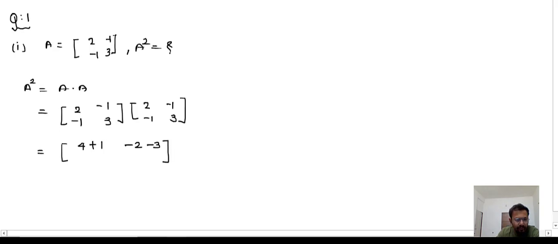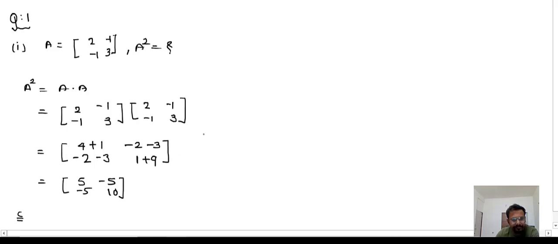Now we have to move to the second row: -1 times 2, so -2. 3 into -1, so -3. Same, minus into minus is plus, 1 times 1 is 1, 3 times 3 is 9. So 4 plus 1 is 5, -5, -5 and 10. So this is our answer, answer number C. Option C is our answer.